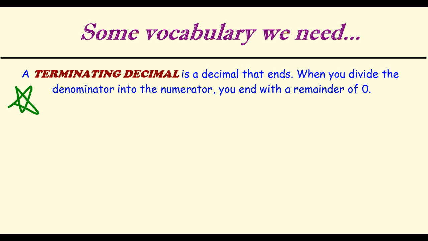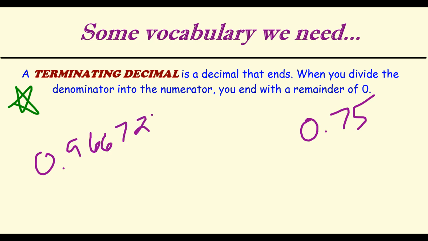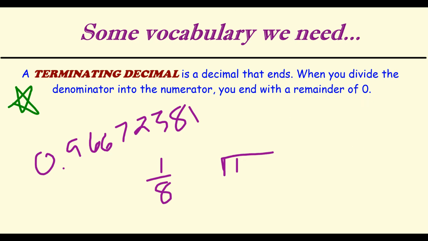So terminating decimals, again, are those things that we're used to seeing with decimals, 0.75. Even 0.966723881 is still a terminating decimal because at some point that decimal ends. From a fraction point of view, let's look at something like 1/8. That is 1 divided by 8. Get rid of this over here so we have a little bit more room.